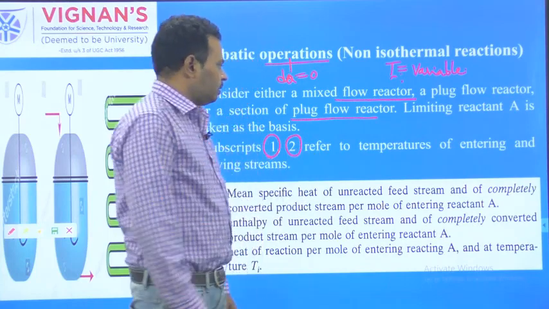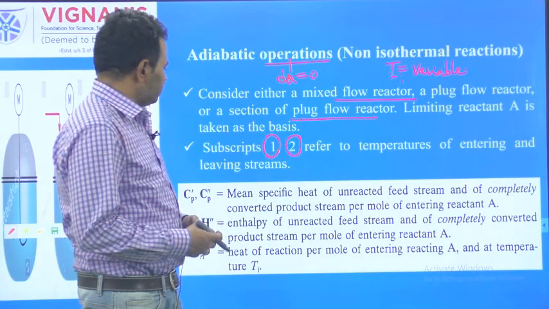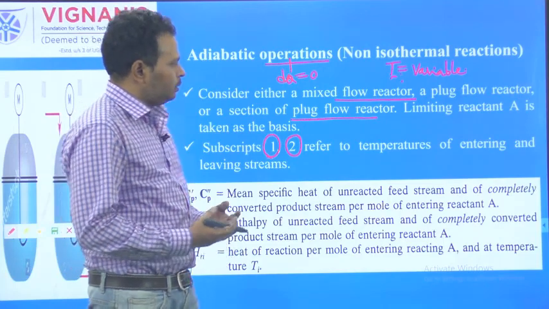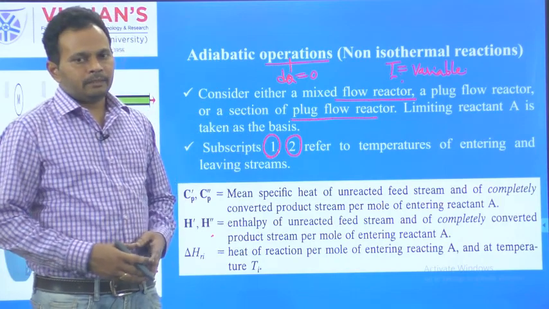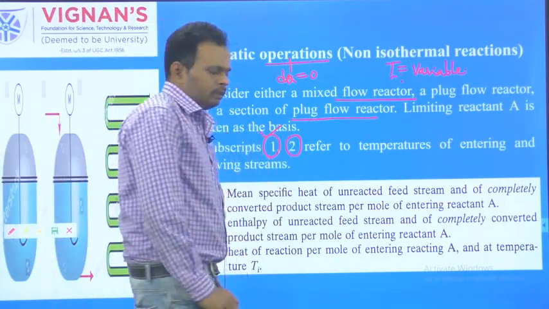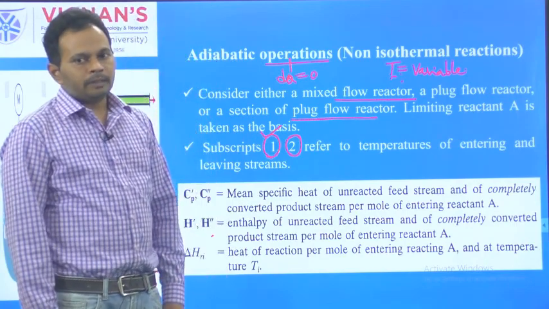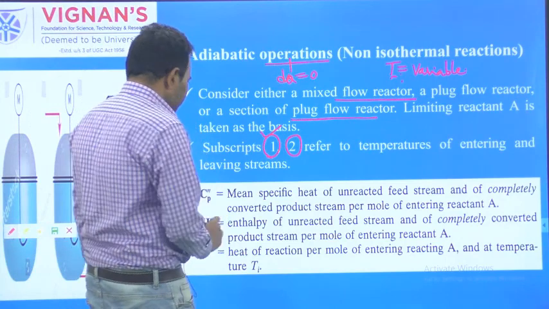The subscripts 1 and 2 refer to the temperatures of the entering and leaving streams, and not only to temperature. You can write this for enthalpies, and you can write this for specific heats. 1 refers to the quantities entering the reactor, and 2 refers to the quantities leaving the reactor. And also here we write the single dash. What is the single dash here?